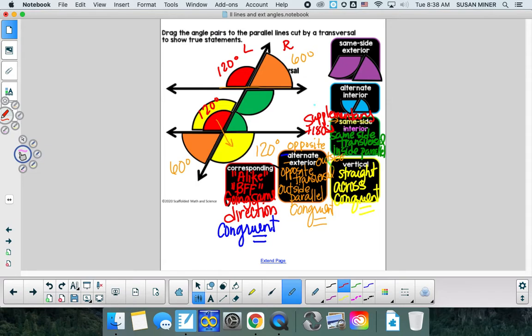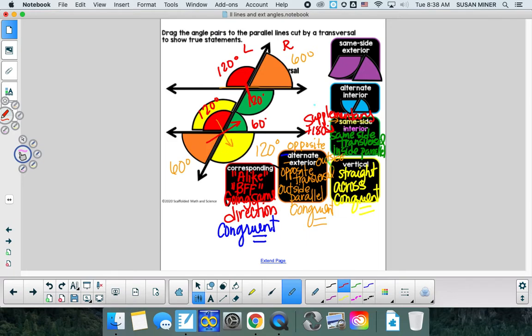So if this angle were 60 degrees, and it is because it's a vertical angle from the orange angle here on the bottom, then this angle up here would have to be 120 degrees. And you can see, hey, it's a vertical angle up there as well. So we're starting to see those really cool angle relationship patterns that are happening here.